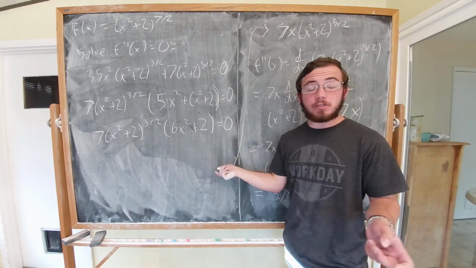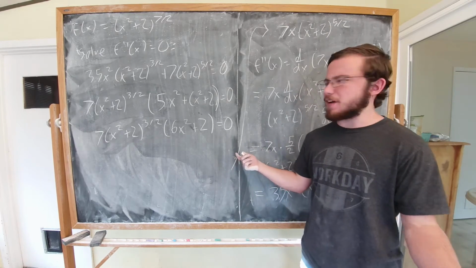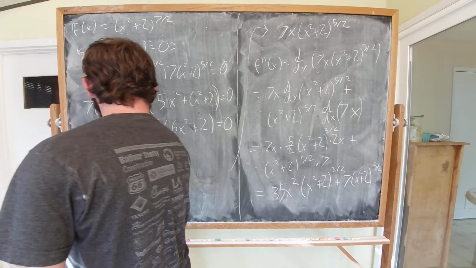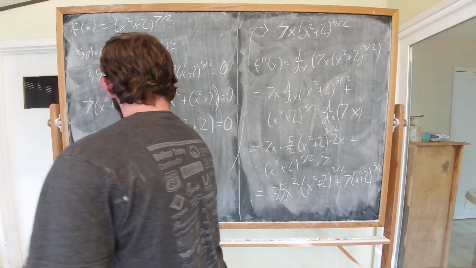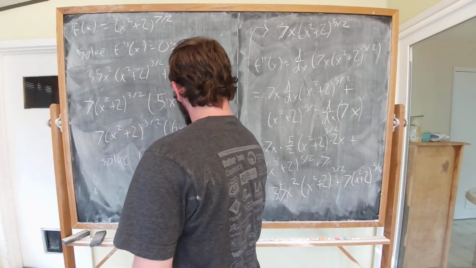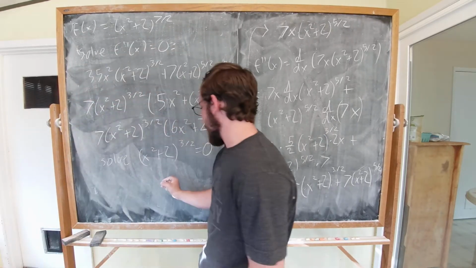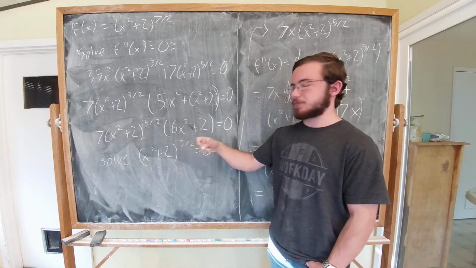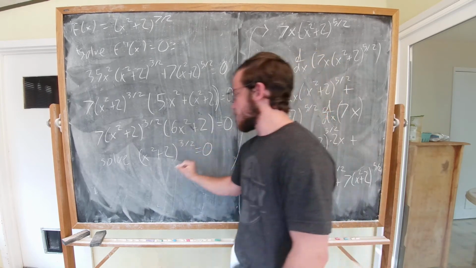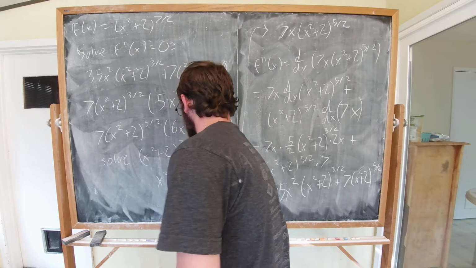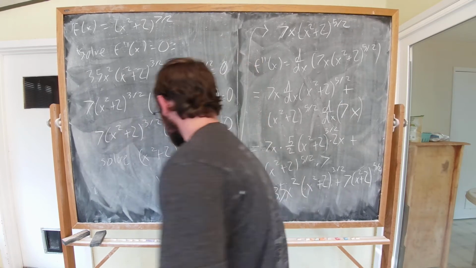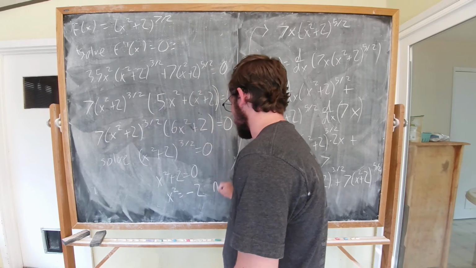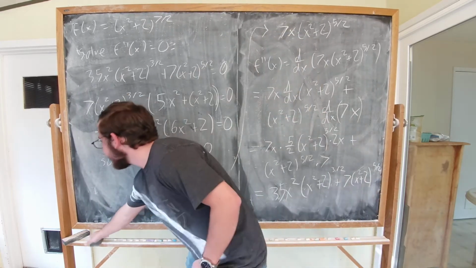All right, this is going to be 0 whenever any of its factors are 0. So now we solve (x squared plus 2) to the 3/2 equals 0. And this will happen when, taking the 2/3 power on both sides, you get x squared plus 2 equals 0, which means that x squared equals negative 2. So, no, can't happen.